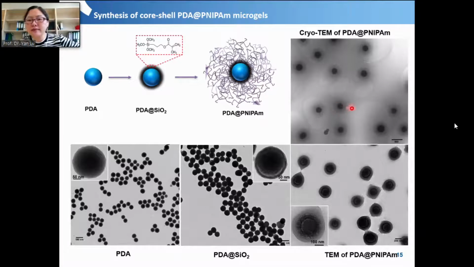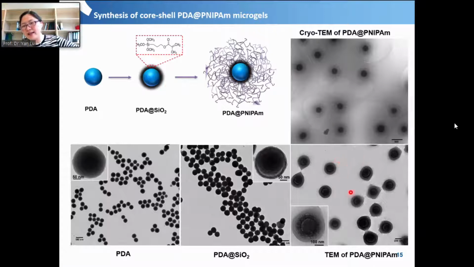And you can see from the cryo-electron microscopy here, the dark colored polydopamine particle, and then you have the light corona, which is the polyNIPAM shell. And of course, you can follow the synthesis procedure for each step. This is the normal, classical TEM after the dry state. You see this is a very nicely monodispersed polydopamine, and you coat it with a layer of silica. And then, after that, you will have a layer of polyNIPAM coated. And here you can also have a direct comparison.